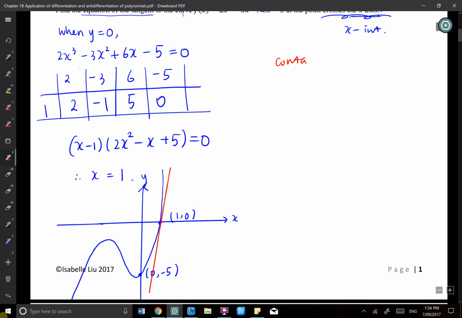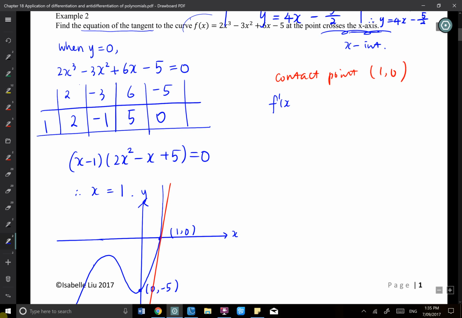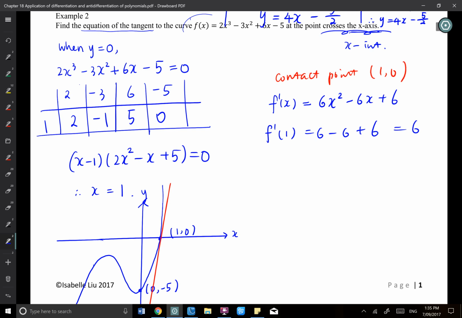So you know that the contact point is already (1, 0). You found that out already. And I need to find f dash x, the gradient, which is 6x squared minus 6x plus 6. I need f dash 1. So 6 minus 6 plus 6. What do I have? 6 again. The derivative is 6 at x equals 1.